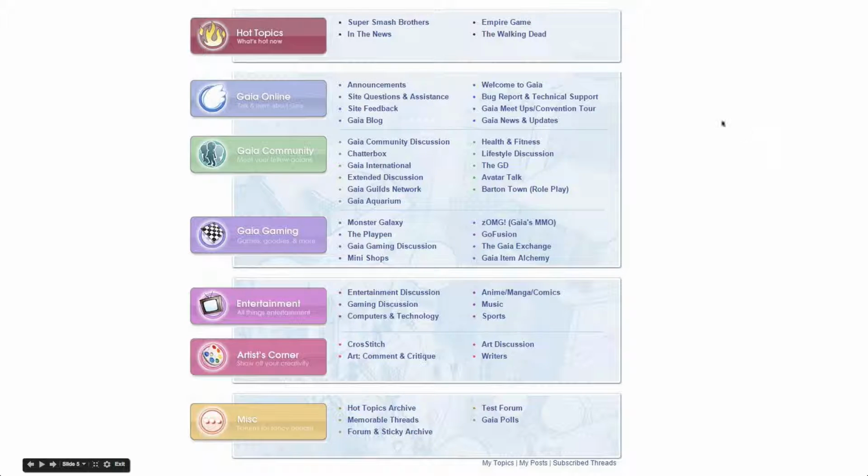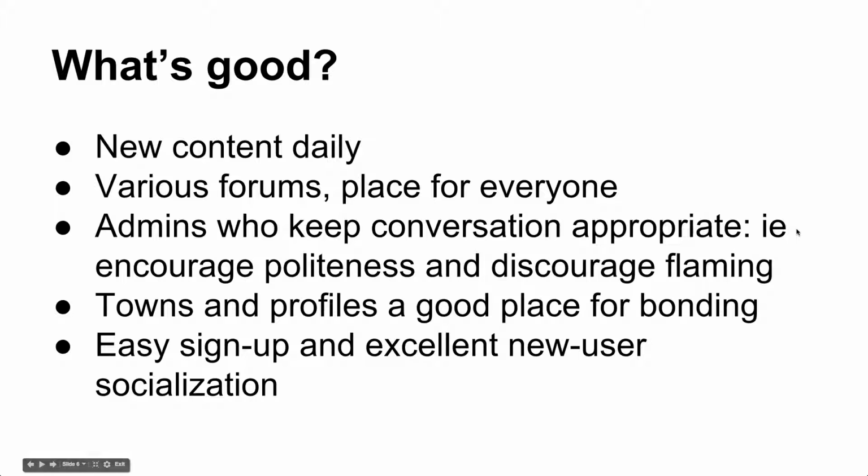These are the forum topics. There are quite a lot, like I said, TV shows, The Walking Dead, sports, music, etc. So there's quite a lot to do here.